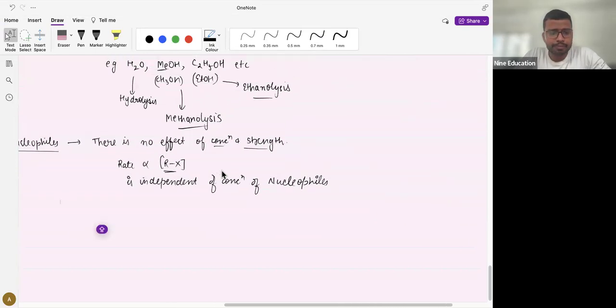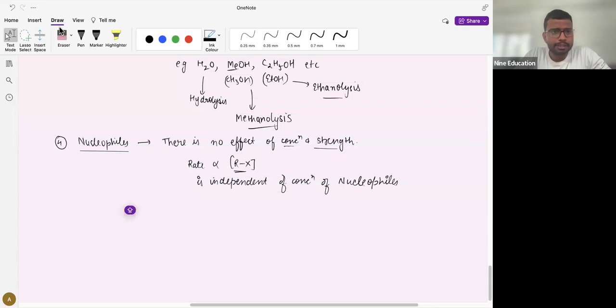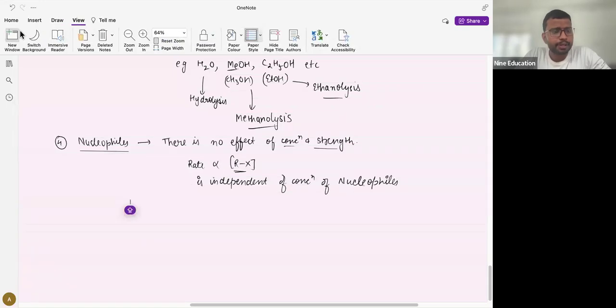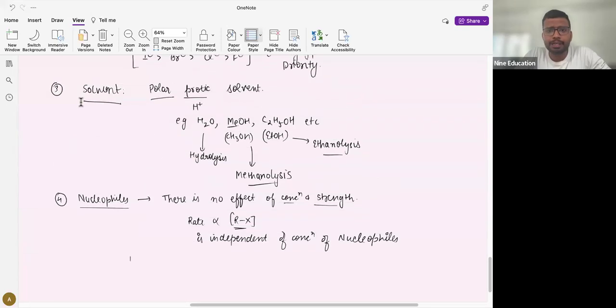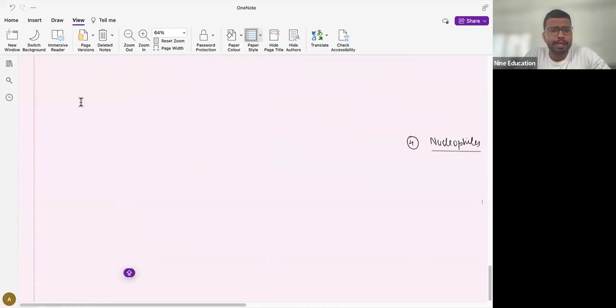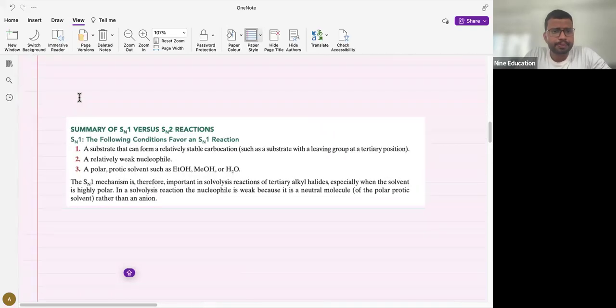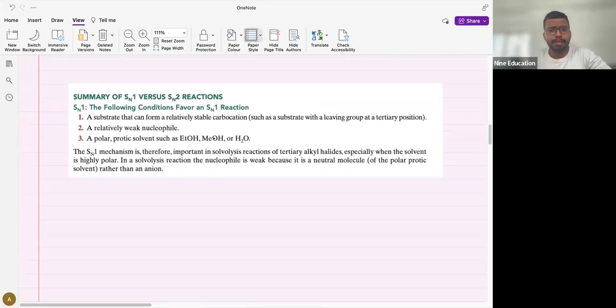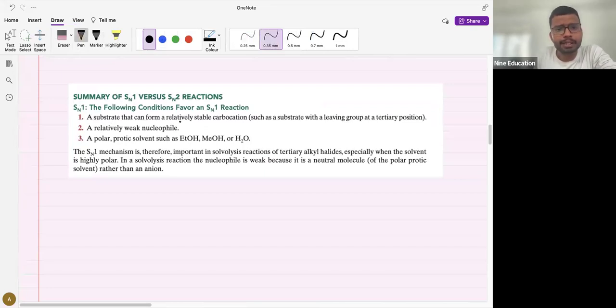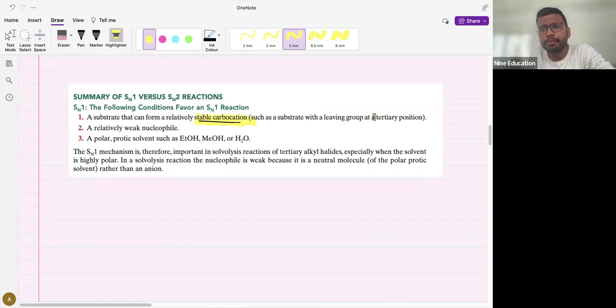So lastly, the last thing I'm giving you today is the difference between SN1 and SN2, which we will see. For an SN1 reaction, the main thing is that we should have a substrate that can form a stable carbocation. Substrate with leaving group at the tertiary position, 3 degree, is the most common.